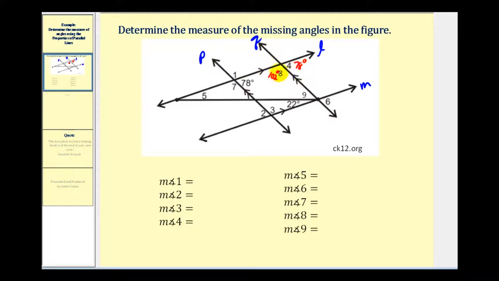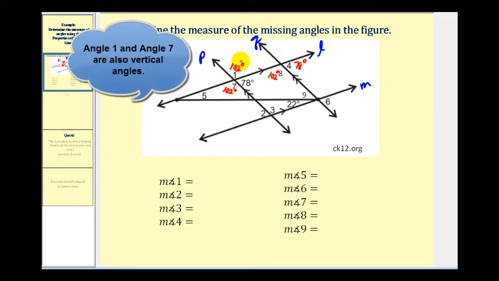Next, angle 8 and angle 7 are corresponding angles, so angle 7 is also 102 degrees. And this angle here of 78 degrees and angle 1 form a linear pair, which are also supplementary, so angle 1 is 102 degrees.